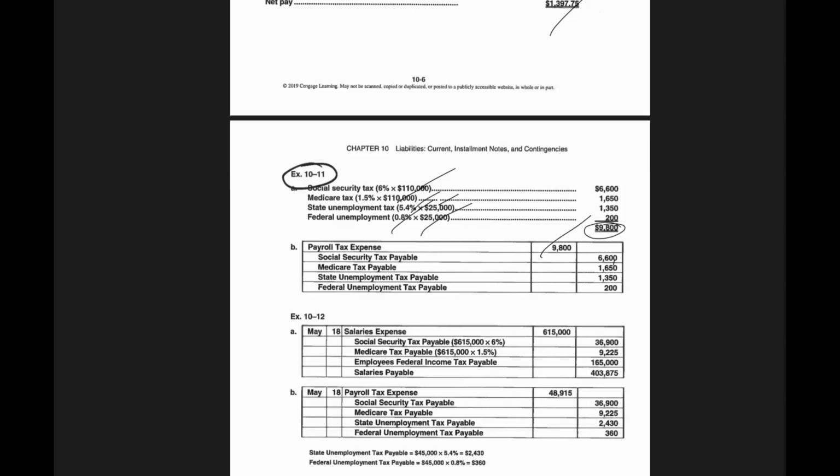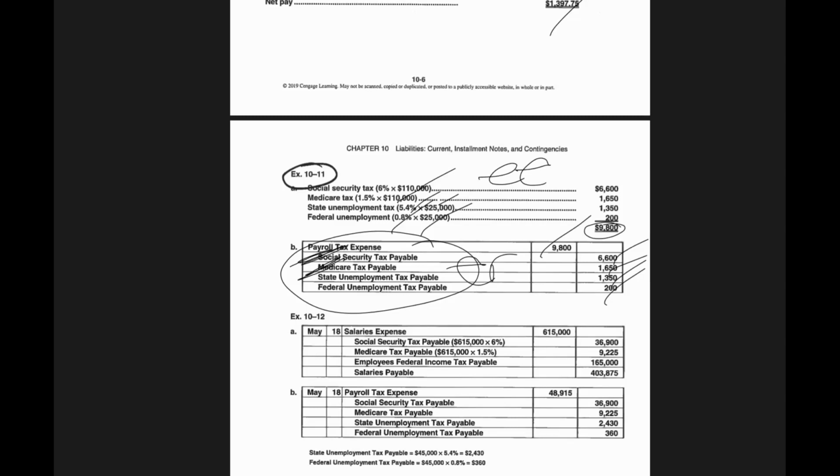We have a payable to Social Security tax payable, Medicare tax payable, state unemployment tax payable, and federal unemployment tax payable. So those are all employer expenses or costs. Employee, it would be only Social Security and only Medicare.